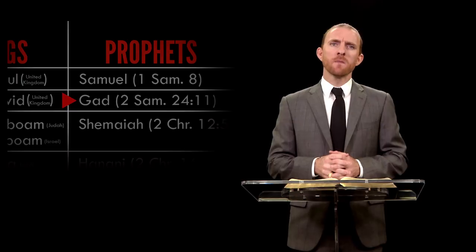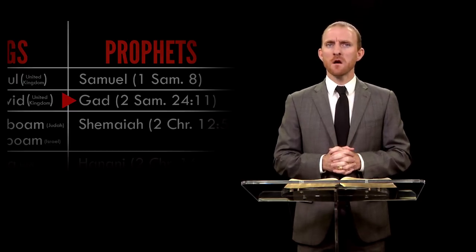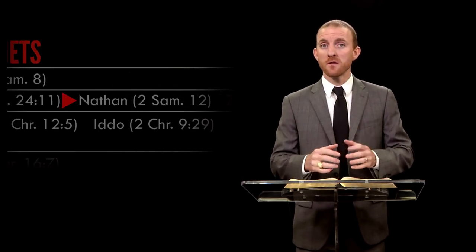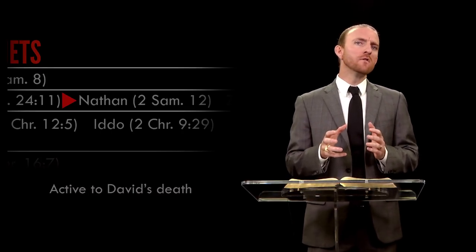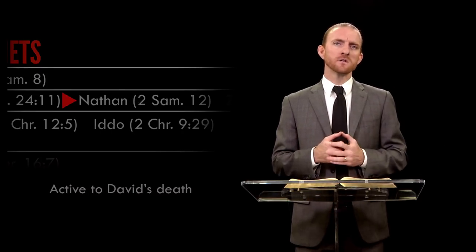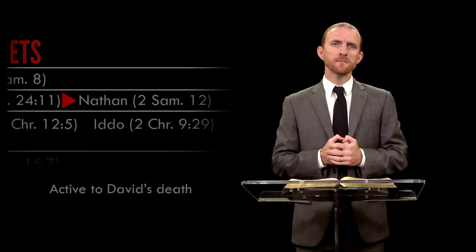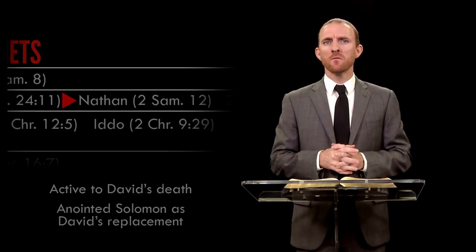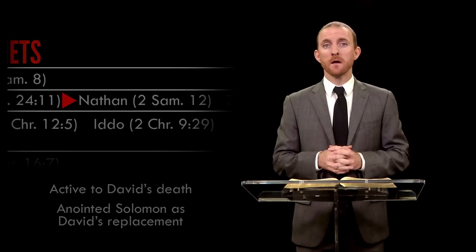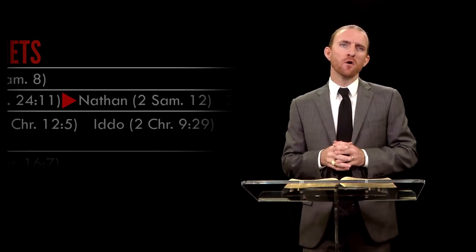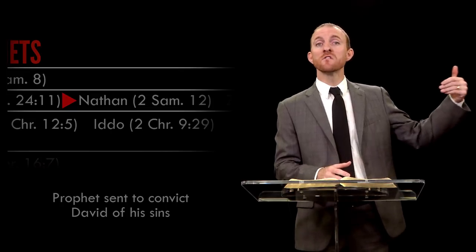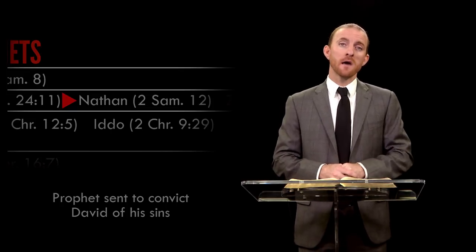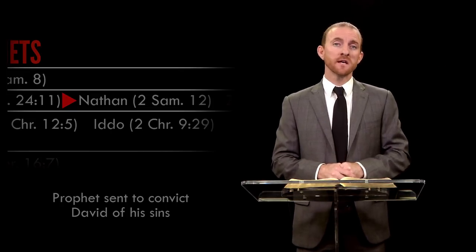Contemporary with Gad, during the reign of David, comes our next prophet, Nathan. Nathan would be active even to the death of David, 1 Kings chapter 1, having anointed Solomon as David's replacement. He is perhaps best known for being the prophet sent by God to convict David of his sins concerning Uriah and Bathsheba, found in 2 Samuel chapter 12.